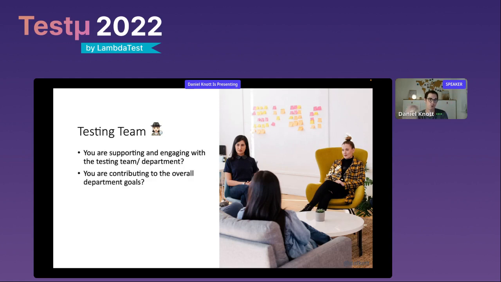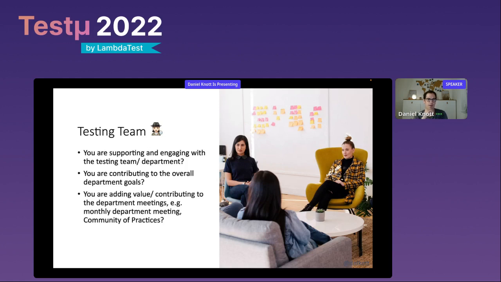You are contributing to the overall department goals. Yes, if you have department goals in your company, each and everyone should contribute to them, because then you work all together in one direction and you can achieve really great things. Another question that you can ask is, you are adding value or contributing to the department meetings. So for example, if there are department meetings, be it weekly, monthly, or company meetings, are you going to present something there? Are you hosting a community of practice, for example? Are you leading and driving topics into those communities?